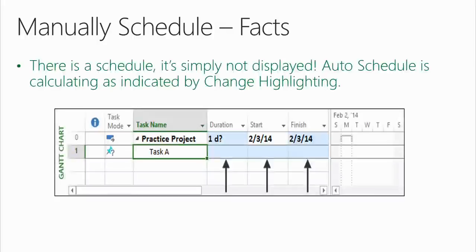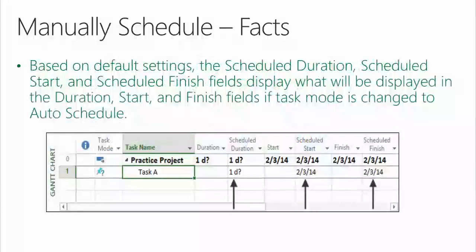Right? Okay, well, I've got some facts for you, Terry. First of all, there is a schedule. It's simply not displayed. Auto schedule is calculating as indicated by change highlighting. Okay? Based on default settings, Terry, the scheduled duration, scheduled start, and scheduled finish fields hold those default values, okay, that will display in the task duration start and finish fields if you change to auto-schedule mode with all the defaults set out of the box.